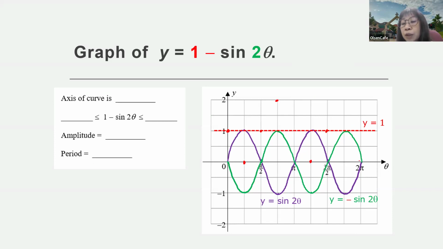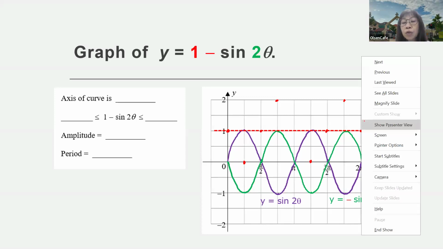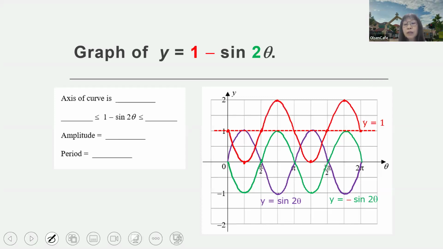So the moment I do this, the green one moves up by 1. When I put all these together, this will be my graph: y equals negative sine 2 theta plus 1. All I need to do is rearrange a little bit. Hopefully you get to see the shape.